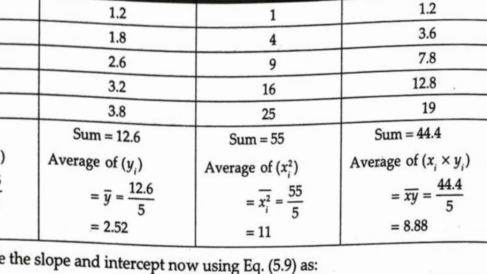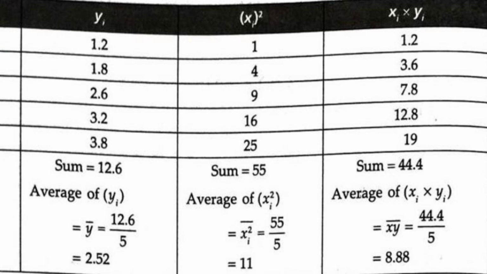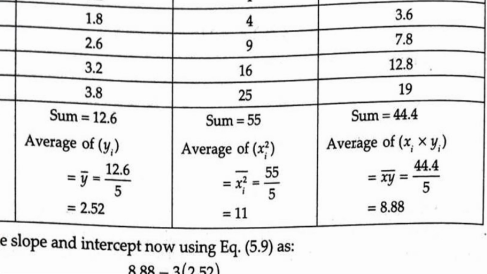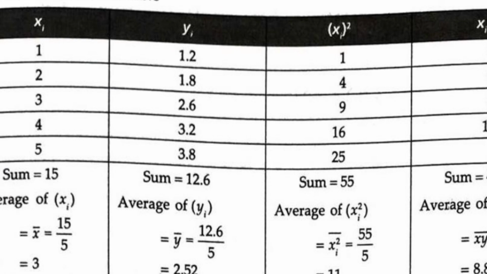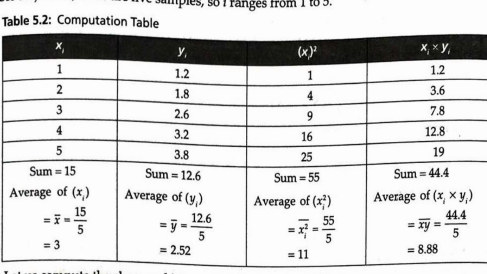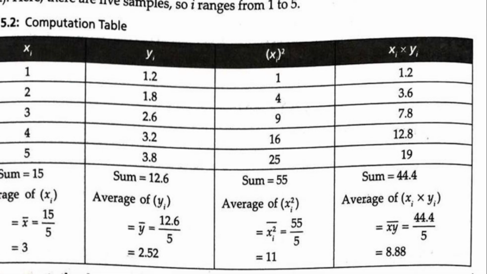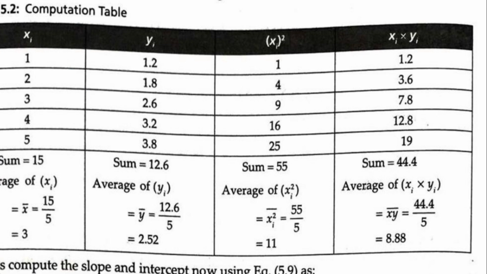X square. Square the value of x, get its mean. So 25, 16, 9, 4, 1, altogether 55 divided by 5, 11. The product of x and y, 1.2 into 1, 1.8 into 2, 2.6 into 3, 3.2 into 4, 3.8 into 5, altogether 44.4 divided by 5. Altogether the mean is 8.8.